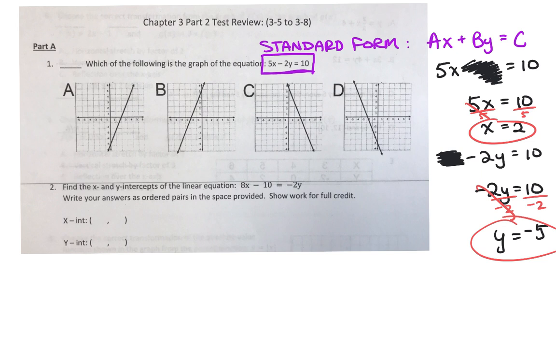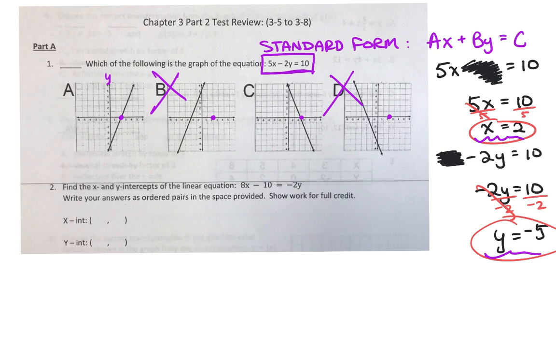So I need to look along the x-axis and have a dot at 2. So I know that D is not an answer choice. I know that B is not an answer choice. It's between A and C because they have the correct x-intercept. So now I'm going to check out the y-intercept. I'm going to look at the y-axis at negative 5.